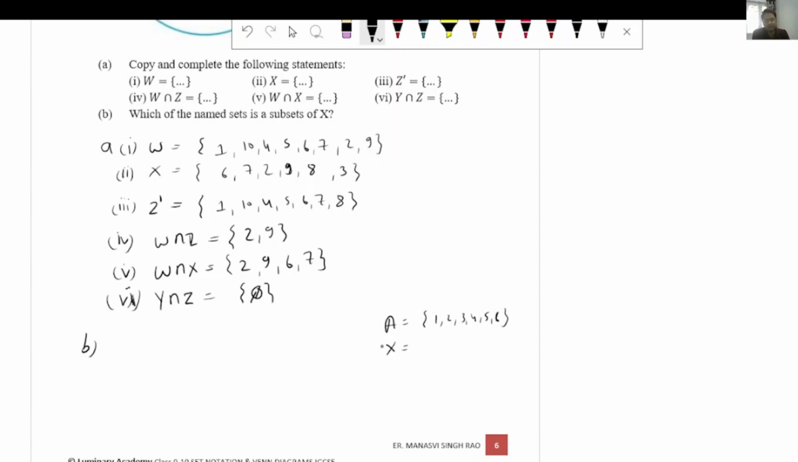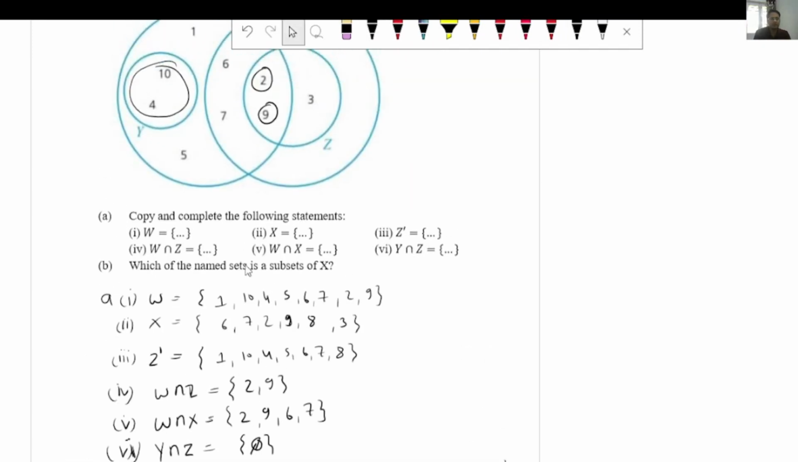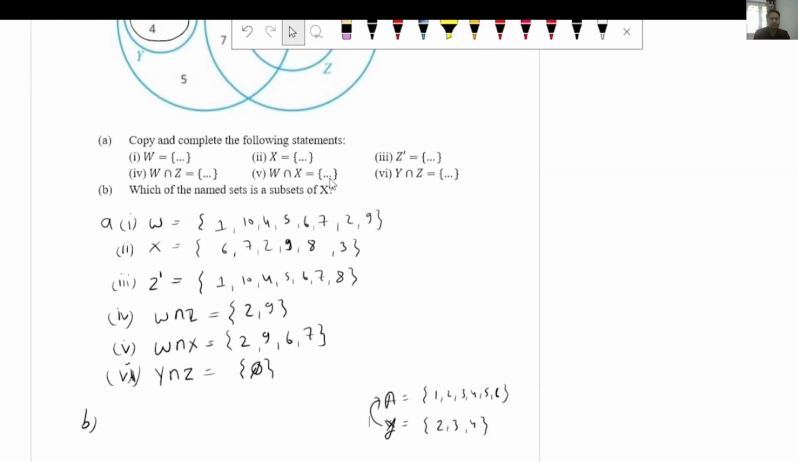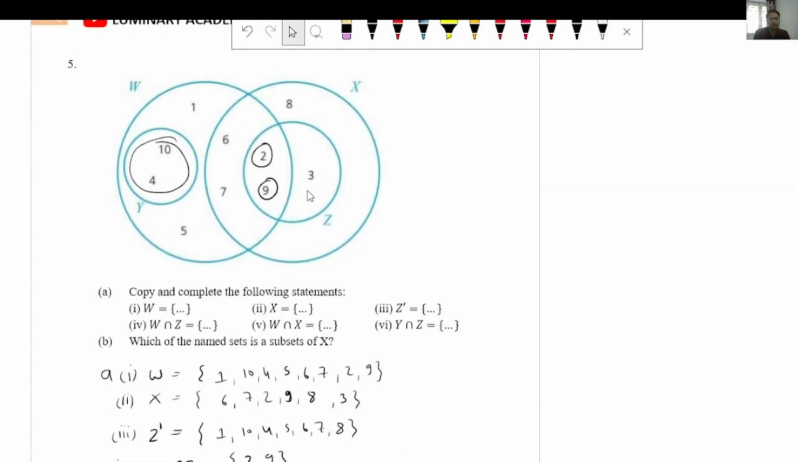Now we can name this y. Suppose this is y. In the y I include the numbers 2, 3, 4, right? So can I say that y is a subset of a? Sure, obviously. Here it is asked which is a subset of x, so they are asking about the subset of x.